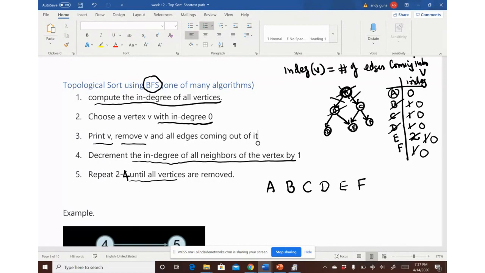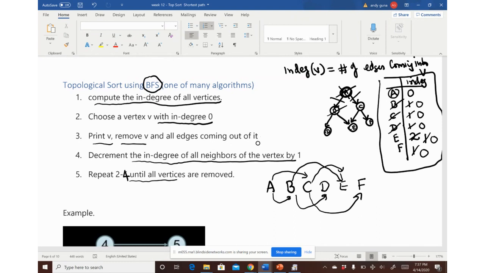Now, if you draw the links, there's a link from A to B, and A to C, and B to D, and B to E, and then there's a link from C to E, and C to F. So that's a topological sort. That seems a lot easier in some ways than what we did before with the DFS, because all we have to do is maintain a table of in degrees and then process them as you go.